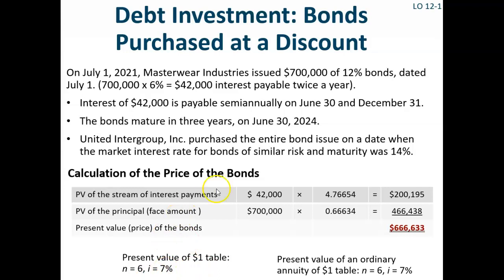And if you look at those tables, you'll see that the factor is 0.66634. Multiply that times the 700,000 to calculate the present value of the bond, $466,438. Step 4, add those two present values together and you've calculated the issue price of the bond. That is also the present value of the bond.